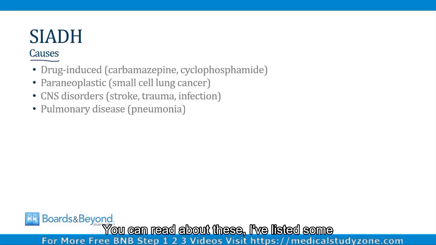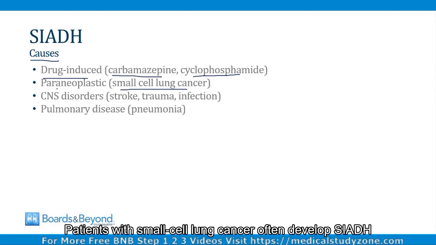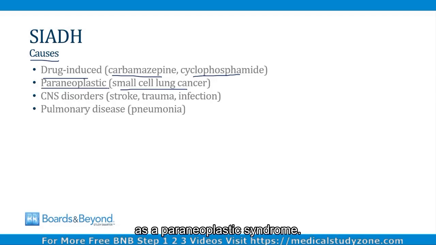You can read about these. I've listed some of the important ones on the slide here. There are drug-induced causes. Two of the classic drugs to cause SIADH are carbamazepine and cyclophosphamide. Patients with small cell lung cancer often develop SIADH as a paraneoplastic syndrome.